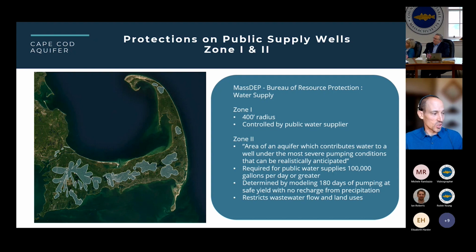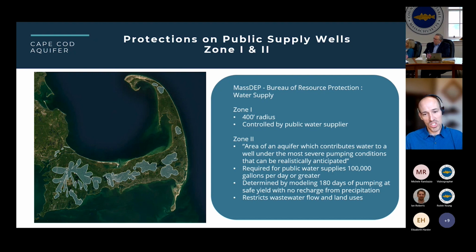Basically, the modeling that goes into determining a zone 2 simulates 180 days of pumping at safe yield. That's the maximum pumping rate that can be used without resulting in a long-term depletion of the aquifer. So it's simulating half a year of pumping at that rate with no recharge from precipitation. And under those conditions, the entire area where that well could pull groundwater from is considered the zone 2 for it.